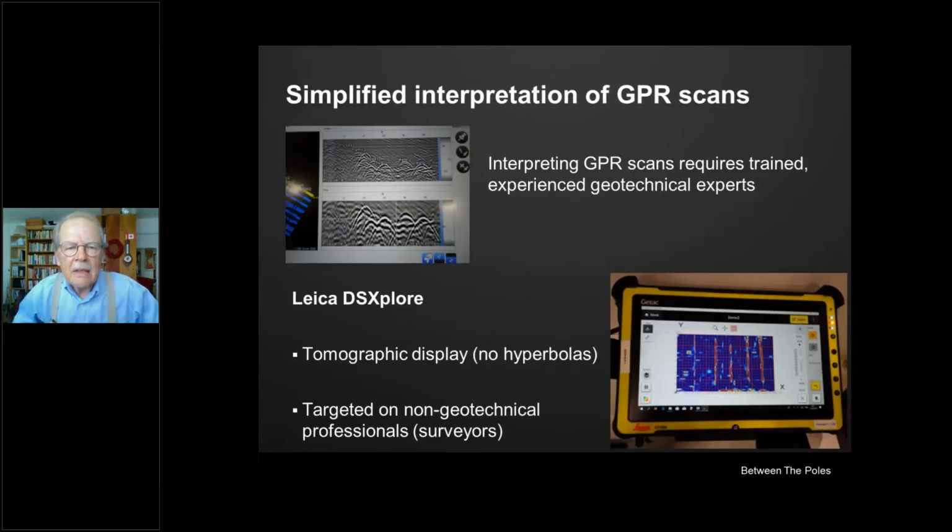Another thing that's happened recently is that software has been developed to simplify the interpretation of GPR scans. If you've seen a GPR scan, and I'm showing you one here, it looks like hyperbolas, and this generally requires an experienced geotechnical expert to interpret. But Leica has developed software that doesn't show you any hyperbolas, just what you would recognize as a tomographic display, the kind of thing you might see from an X-ray or an MRI, for example.